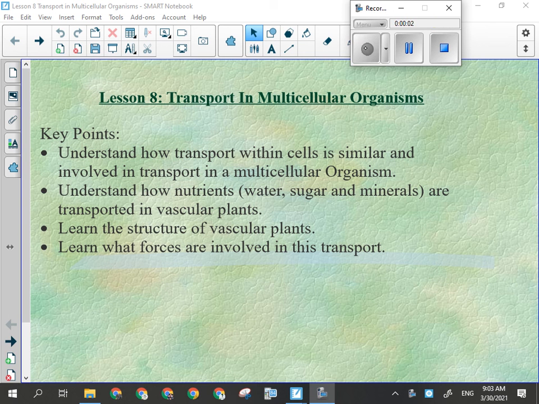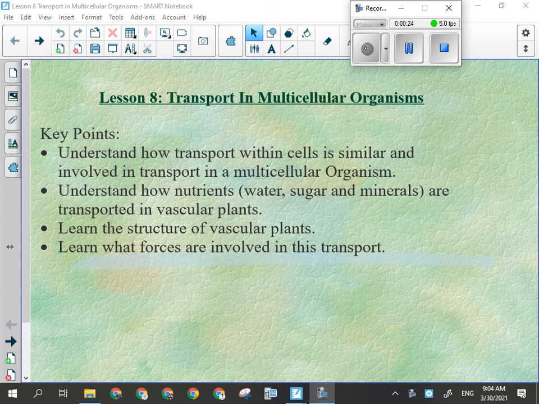Okay, so transport in multicellular organisms. We're going to look at how all those cell transport processes we talked about, osmosis, diffusion, active transport, mostly just osmosis and diffusion, can work on a larger scale. That is, how do they work when we're talking about an entire organism?